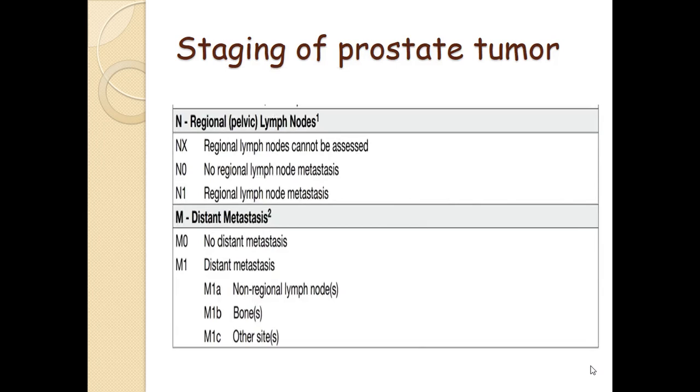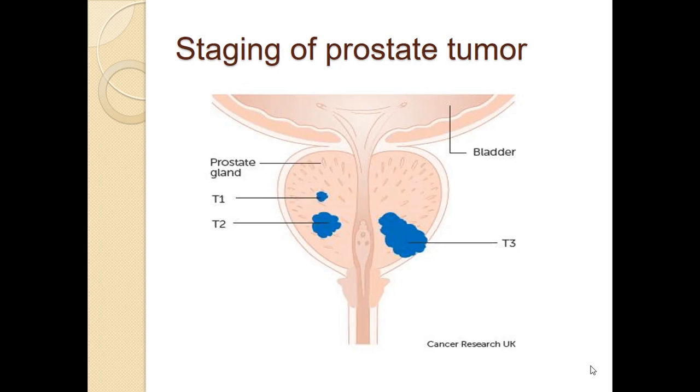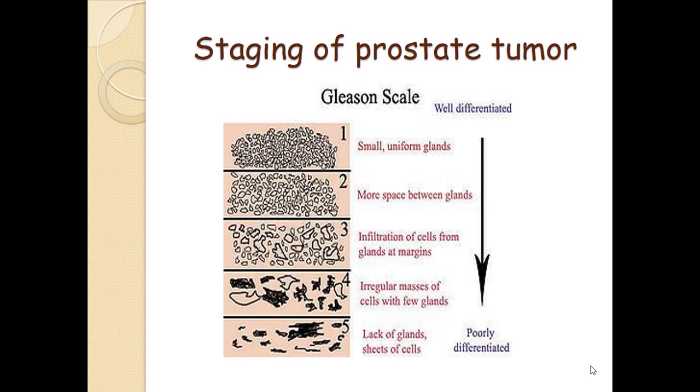So nodal involvement: N0 is no regional lymph node metastasis, and N1 is regional lymph node metastasis. Metastasis is M1, again divided into M1A, M1B and M1C. Regional lymph nodes is M1A, to the bones is M1B, and M1C is other sites other than the bones. This is a graphical presentation we will discuss.